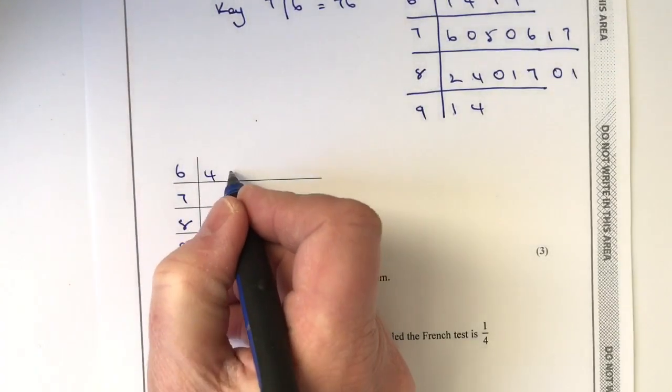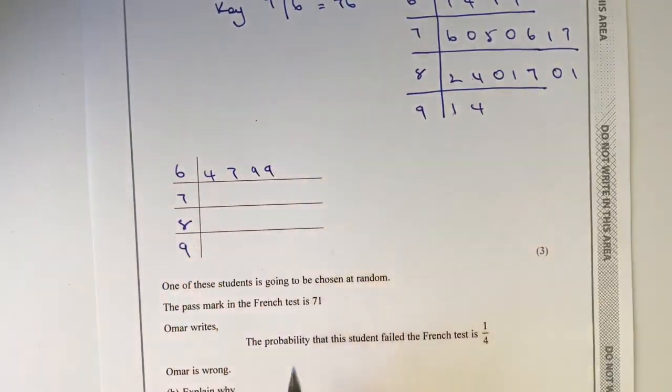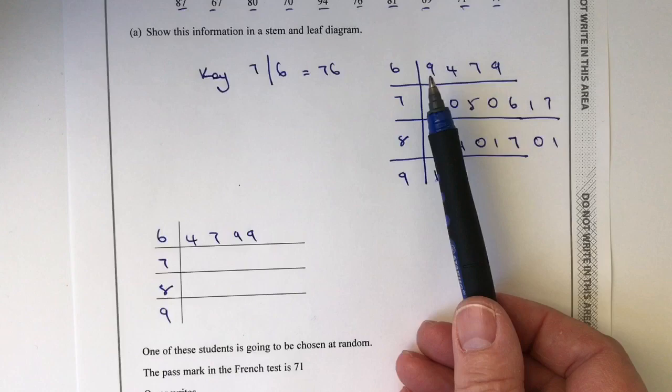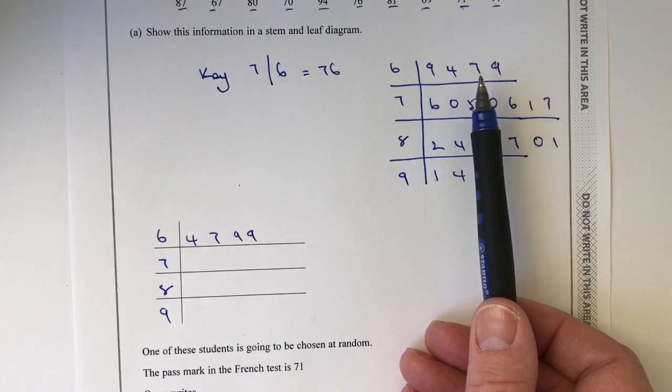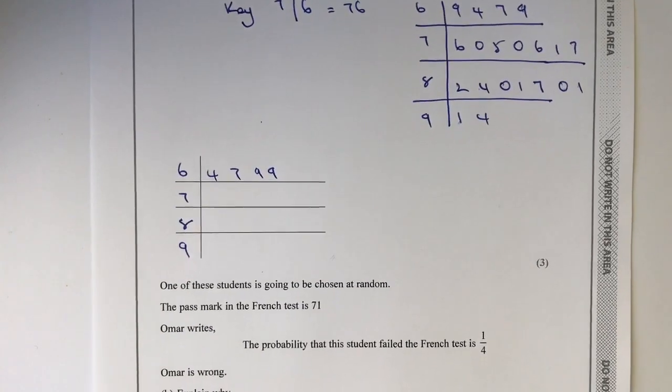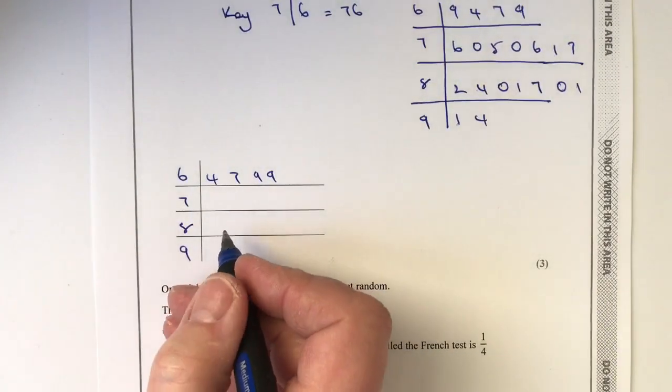And this time I can go back to the first row. You can't really see that on the video, but the first row here, and just put 4, 7, 9, 9, and that keeps everything nicely in order. And then I'm going to do exactly the same for the 7s.